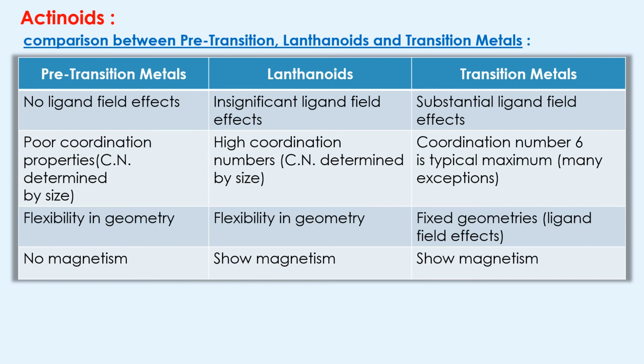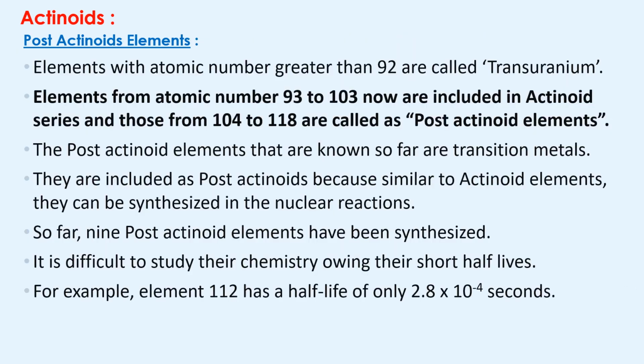Now poor coordination properties, that is, coordination number determined by size. But here there is a high coordination for lanthanoids, and that is determined by size only. For transition metals, coordination number 6 is a typical maximum. There is flexibility in geometry for lanthanoids, and for transition metals there is a fixed geometry. Then for pre-transition metals, no magnetism, lanthanoids show magnetism and transition metals show magnetism.